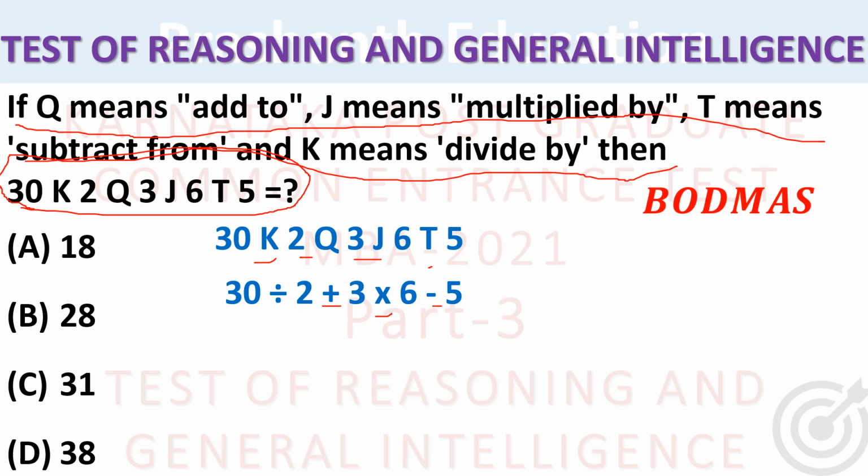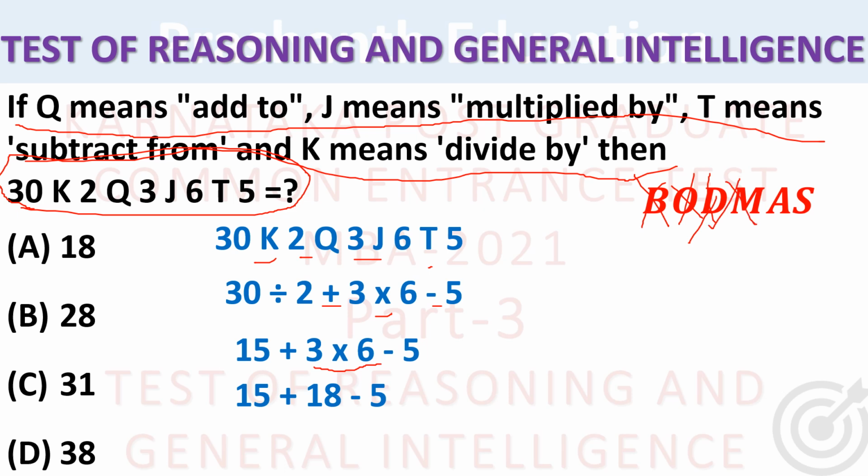Any bracket is there? No bracket is there. Any operator, like 2 square, 3 square? No, it's not there. Any division is there? Yeah, division is there. 30 divided by 2. So first we do that. 30 divided by 2 is 15. Next, any multiplication is there? Yeah, so we need to multiply 3 into 6. So 3 6s are 18. Now any addition is there? Yeah, so 15 plus 18 is 33. Last one is subtraction. So 33 minus 5.